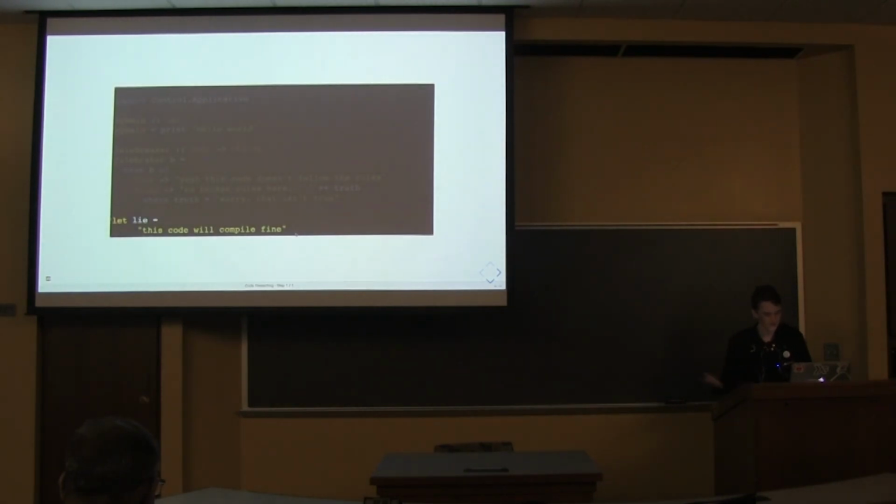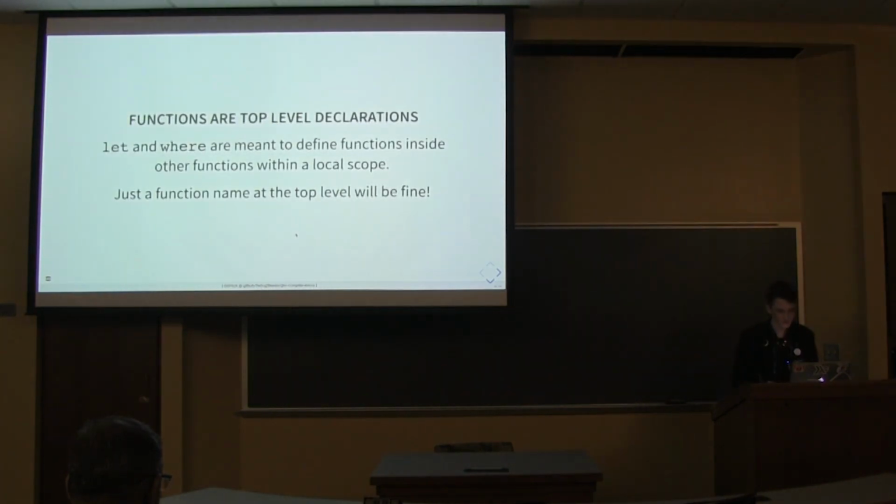So here's where we're getting this problem. Let's talk about why this doesn't work. Functions are top-level declarations. Everything in Haskell is a function. In other languages, you might be used to using some keyword to say, hey, this is just a variable, to distinguish it from other functions. But you don't need to do that in Haskell. Let and where are just meant to define functions inside of other functions with a local scope.